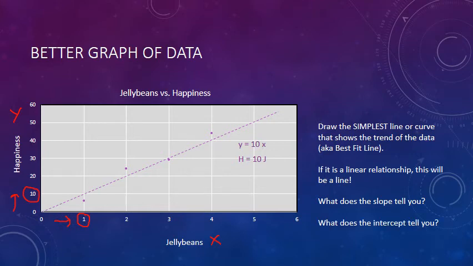The y-intercept in this case is where the line is crossing the y-axis, and you can see here when I have 0 jelly beans, I am completely not happy. I have no happiness.